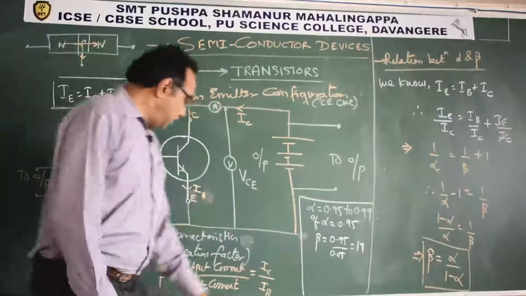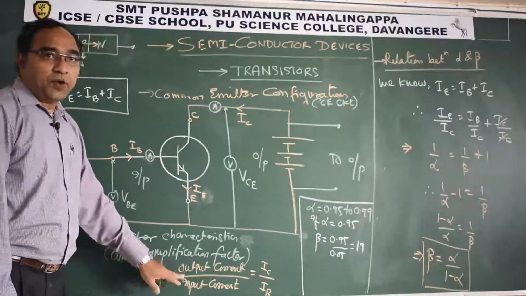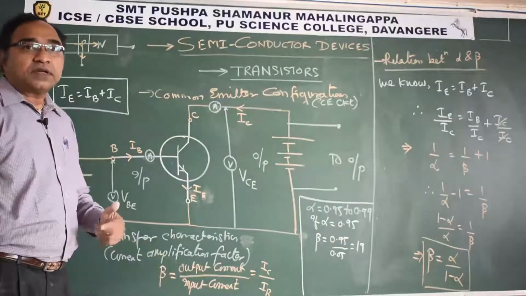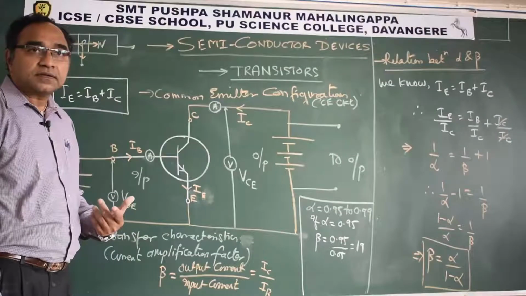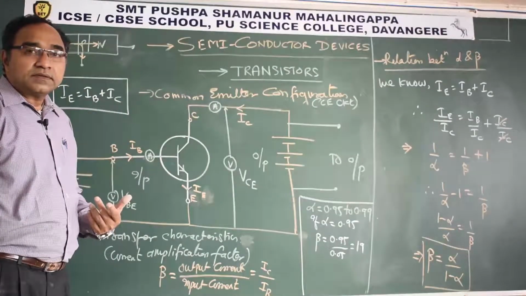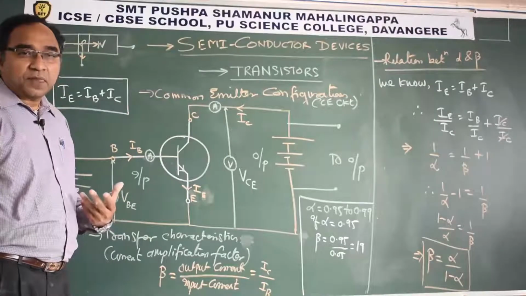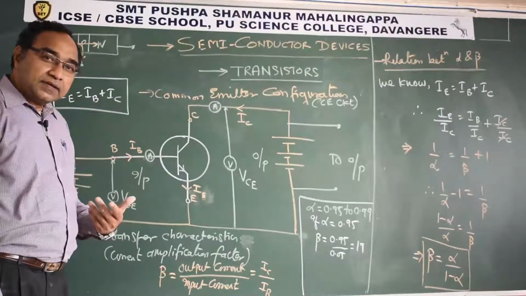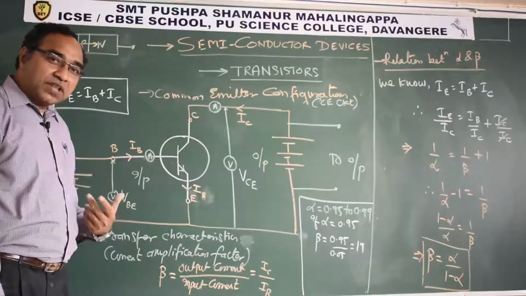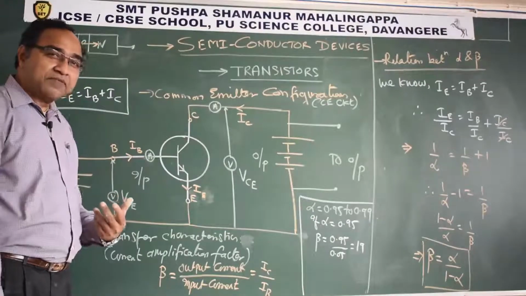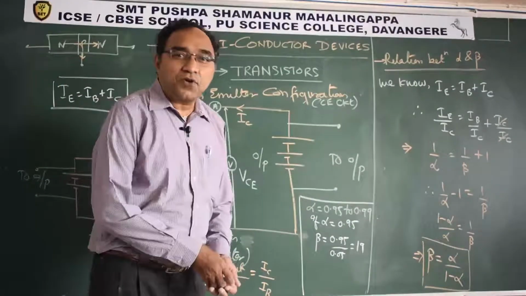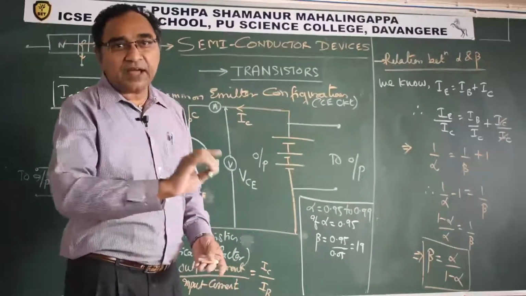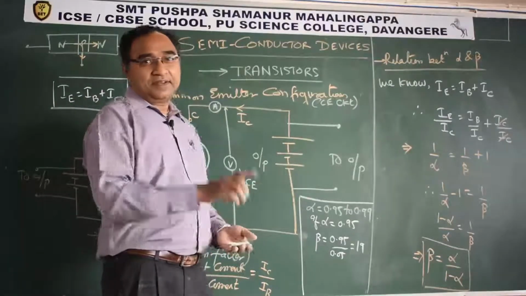So beta is 19 means what? Output current upon input current is 19, which means that the output current is 19 times the input current. Can you visualize this? So if 1 ampere is the input, 19 amperes is the output. This is called amplification. This is increase. Therefore, CE circuit is definitely an amplification circuit, not CB.